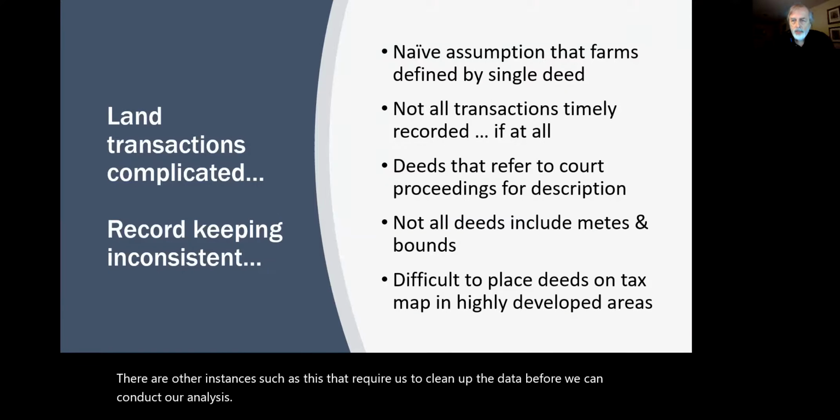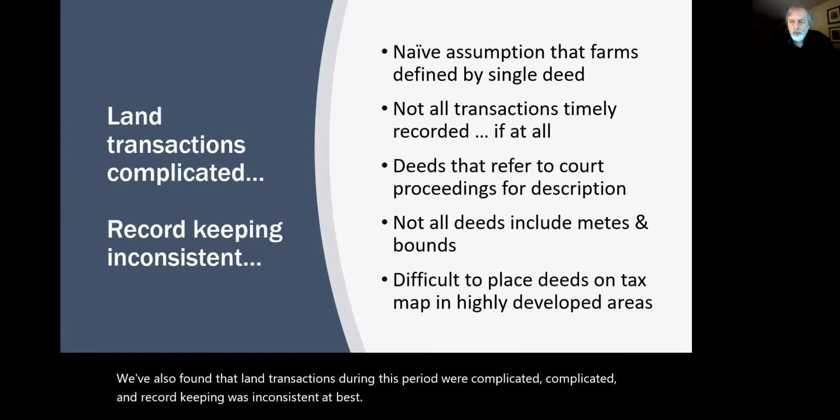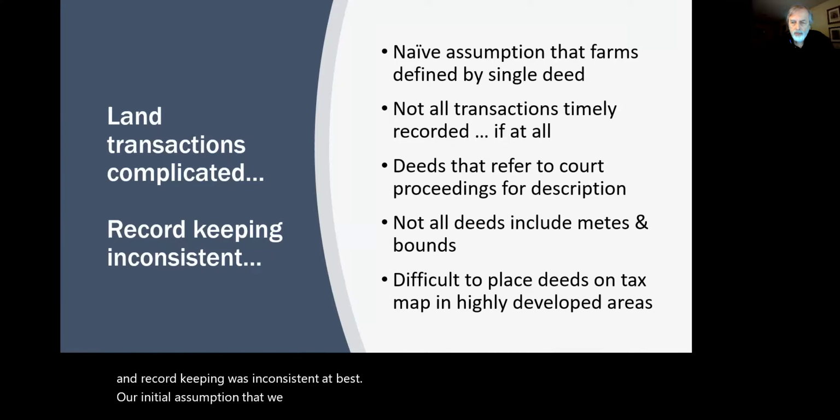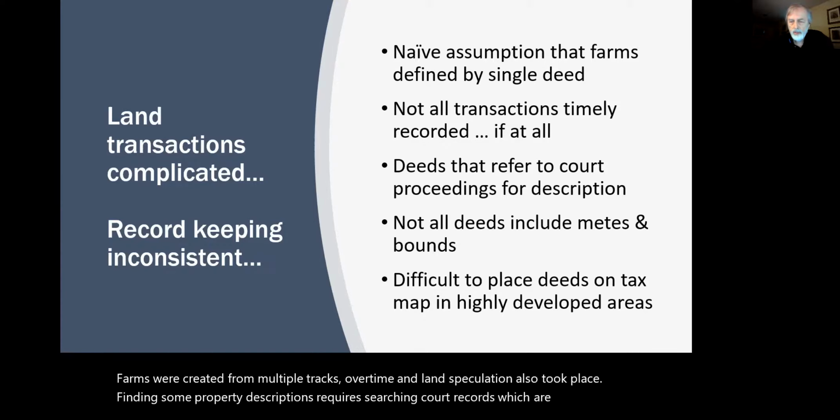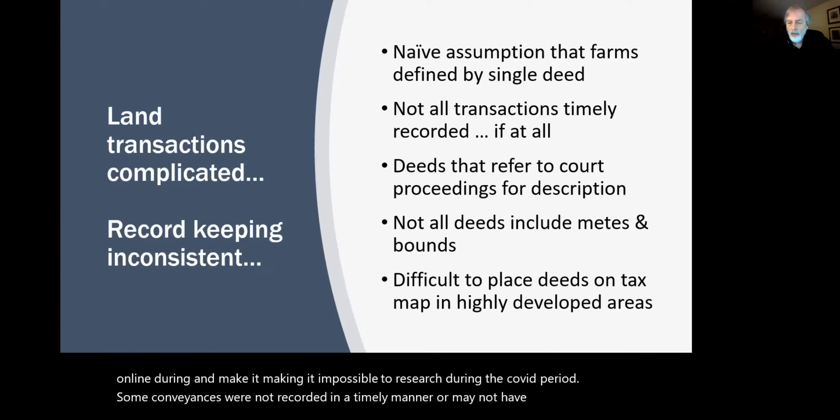We've also found that land transactions during this period were complicated and record keeping was inconsistent at best. Our initial assumption that we could recreate deeds and match them to the agricultural schedule by landowner proved invalid. Farms were created from multiple tracts over time, and land speculation also took place. Finding some property descriptions requires searching court records, which are not available online, making it impossible to research during the COVID period. Some conveyances were not recorded in a timely manner or may not have been recorded at all.